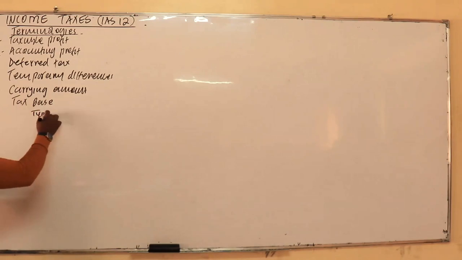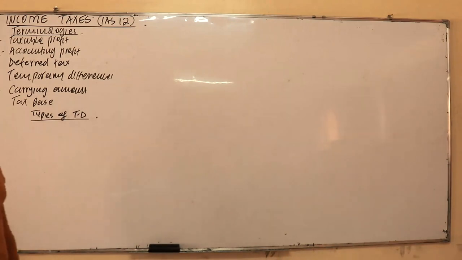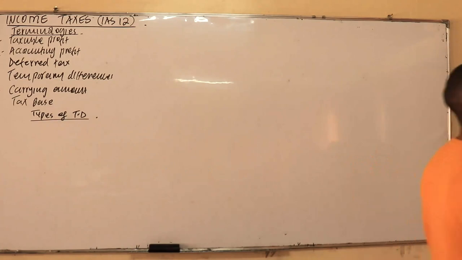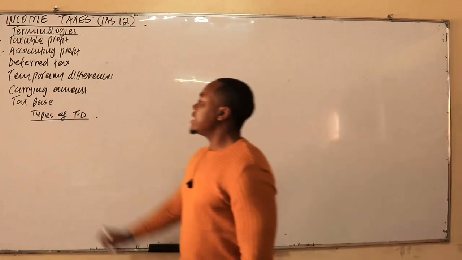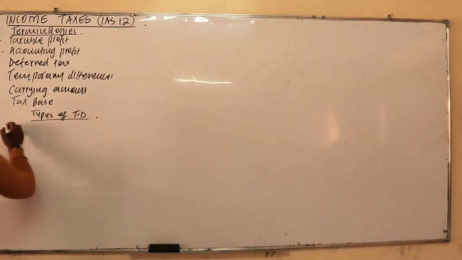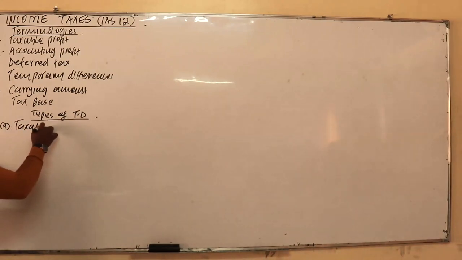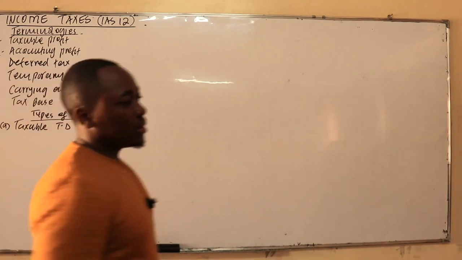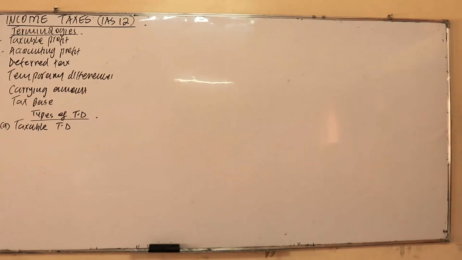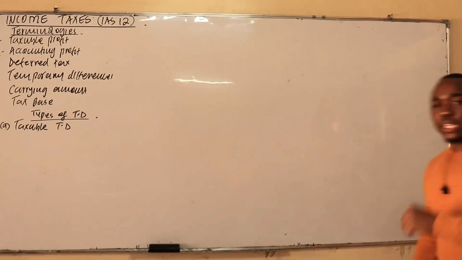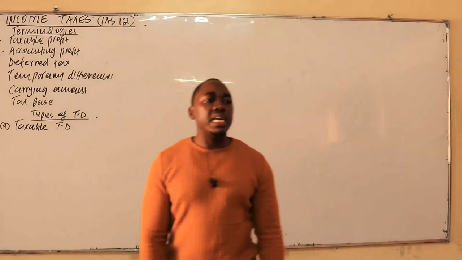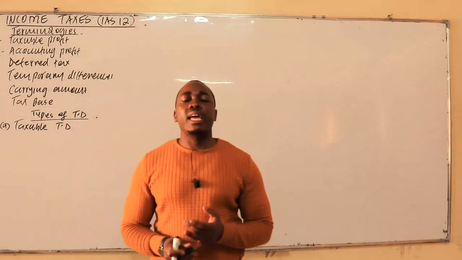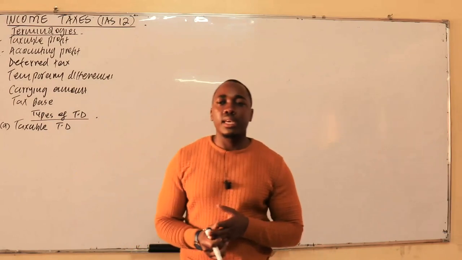Good. Now let's look at types of temporary differences. There are two types of TD. TD means temporary differences. A, taxable temporary differences. This is the TD, or temporary differences, which gives rise to deferred tax liability.